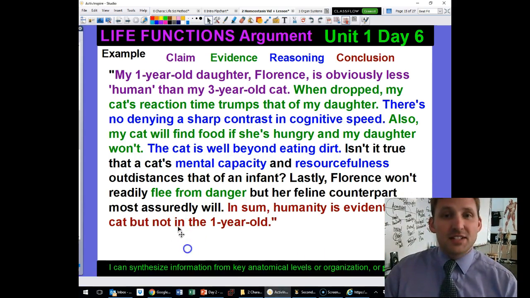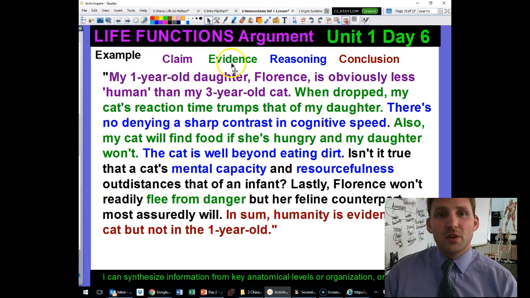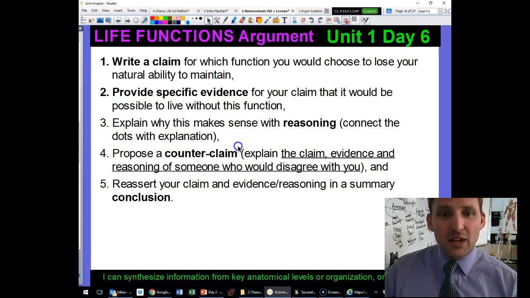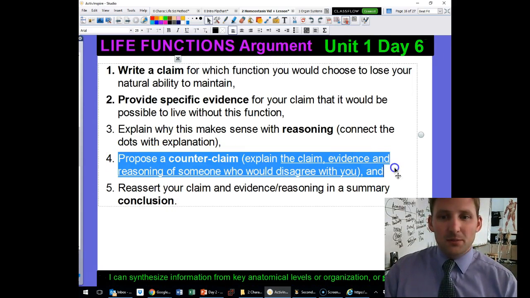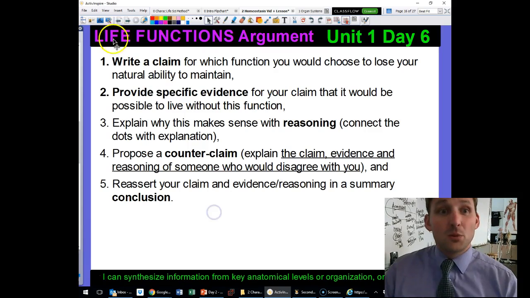So that's kind of what we're doing. We're making those arguments with claims, evidence, reasoning, and conclusion. And I also want you to have a counterclaim in there, like I was talking about. So that's what we're doing.